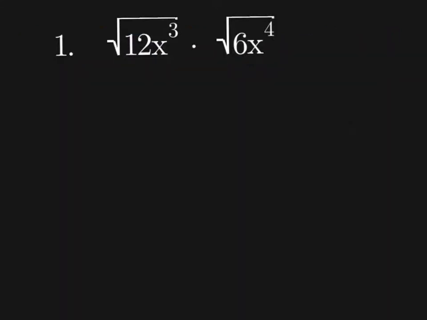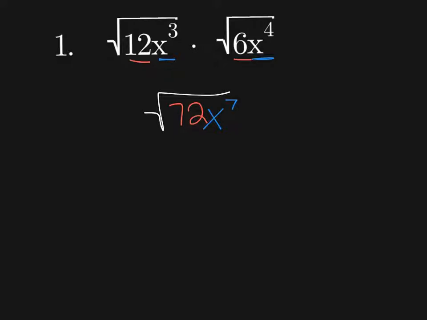So our first example here has the square root of 12x to the third times the square root of 6x to the fourth. Again, we're just going to multiply our numbers together. 12 and 6 multiply, so we're going to get the square root of 12 times 6, which is 72. And then our x's: x to the third times x to the fourth becomes x to the seventh. Remember, in a multiplication problem, you add your exponents.